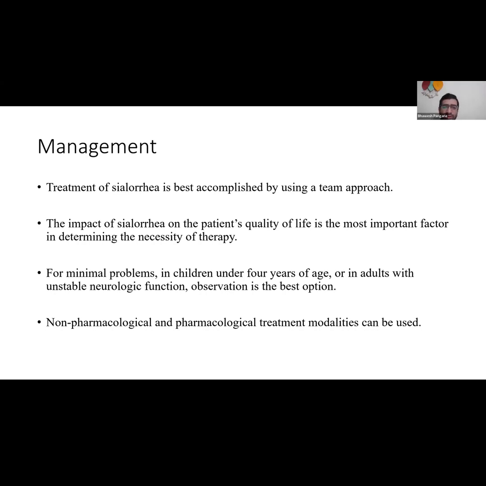For minimal problems in children under 4 years of age or in adults with unstable neurological conditions, observation is the best option. That is, if there are minimal problems and the patient is under 4 years, or the adult is not stable enough to require any pharmacological or non-pharmacological management, the best we can do is observe the patient and see what happens next. Other than that, non-pharmacological and pharmacological treatment modalities can be used.